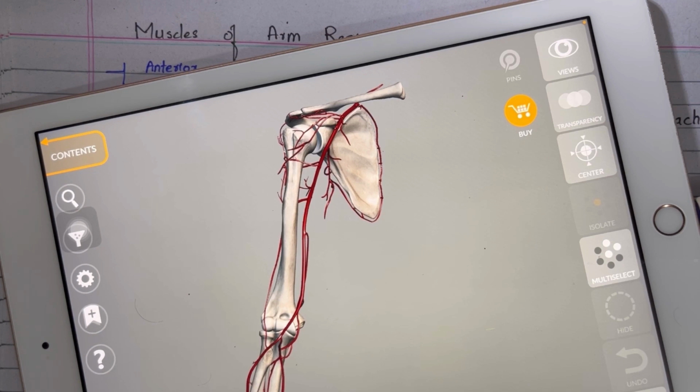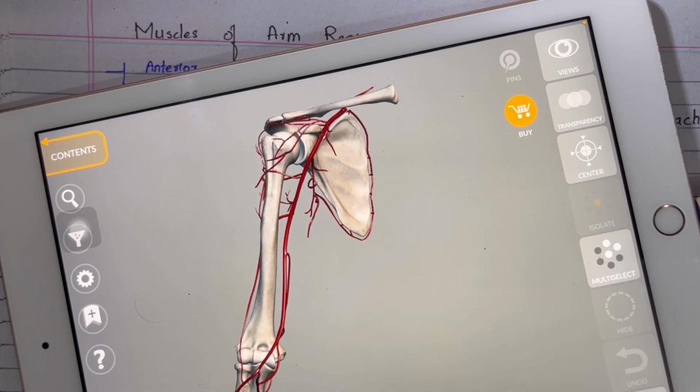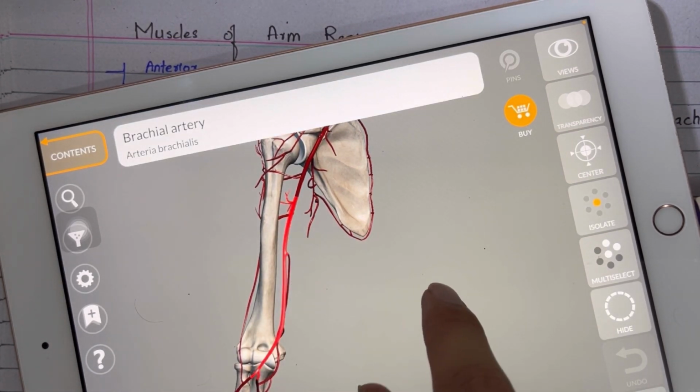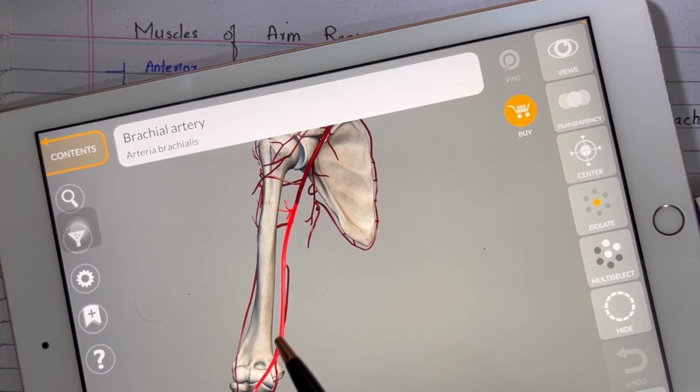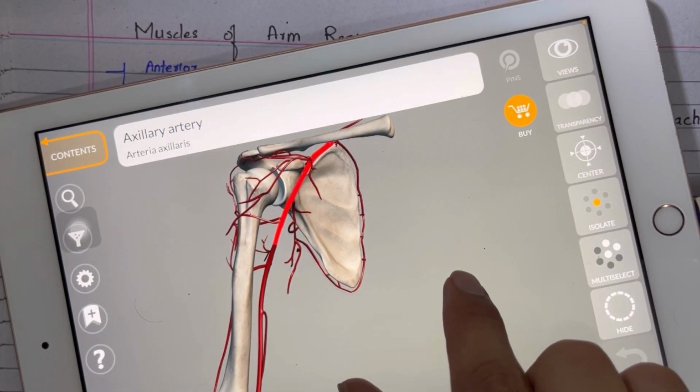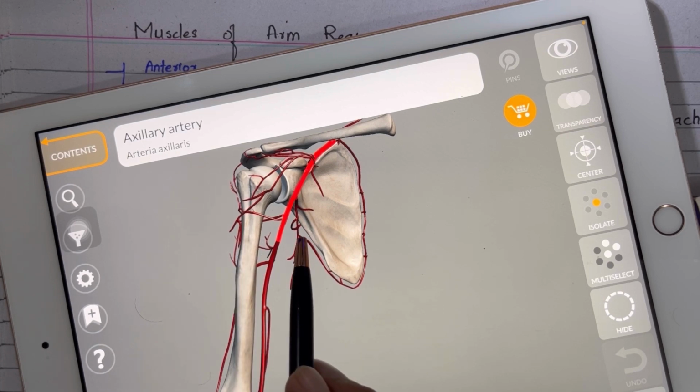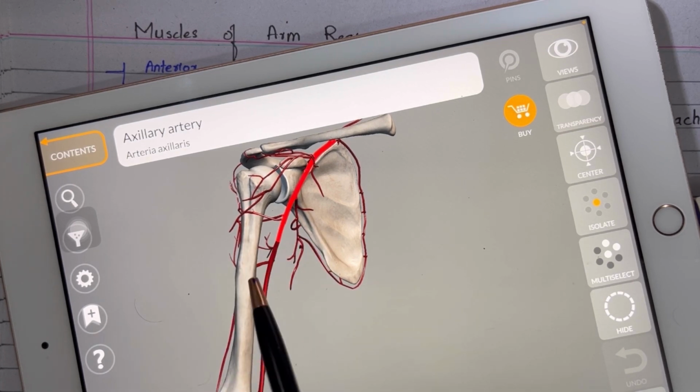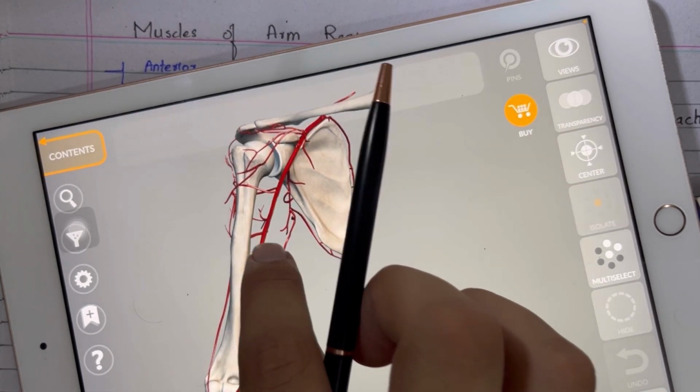Now students, moving toward the blood supply of the biceps brachii muscle. The biceps brachii muscle is supplied by the brachial artery. This is the brachial artery. This brachial artery is the continuation of the axillary artery. As the axillary artery passes the inferior border of the teres major muscle, it forms the brachial artery.